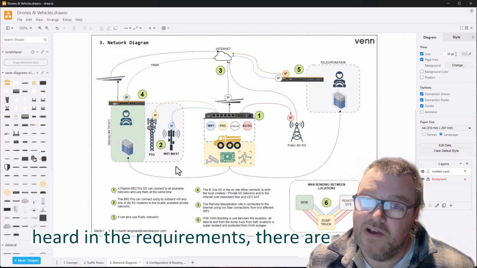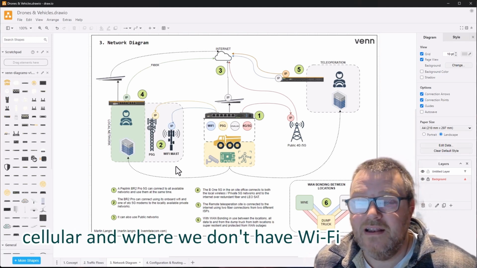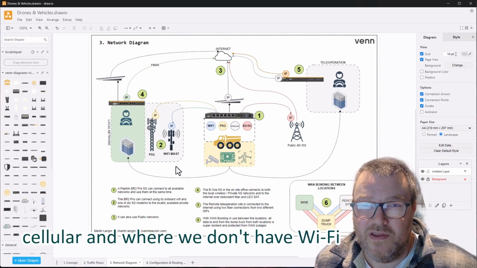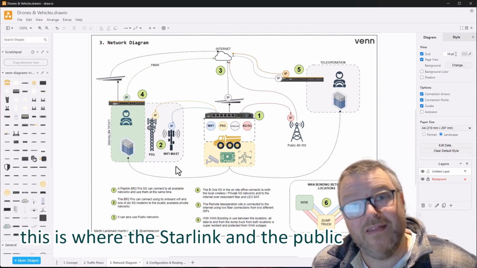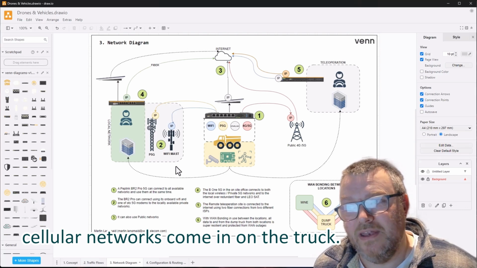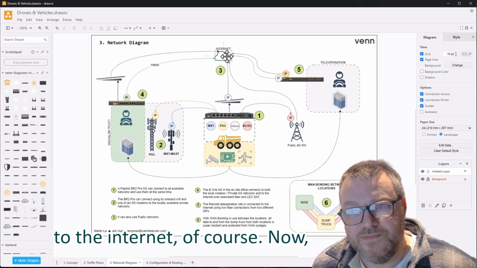But as we heard in the requirements, there are areas where we don't have private cellular and where we don't have Wi-Fi coverage. So we needed another link. And this is where the Starlink and the public cellular networks come in on the truck. Using Starlink, we can connect to the internet, of course.